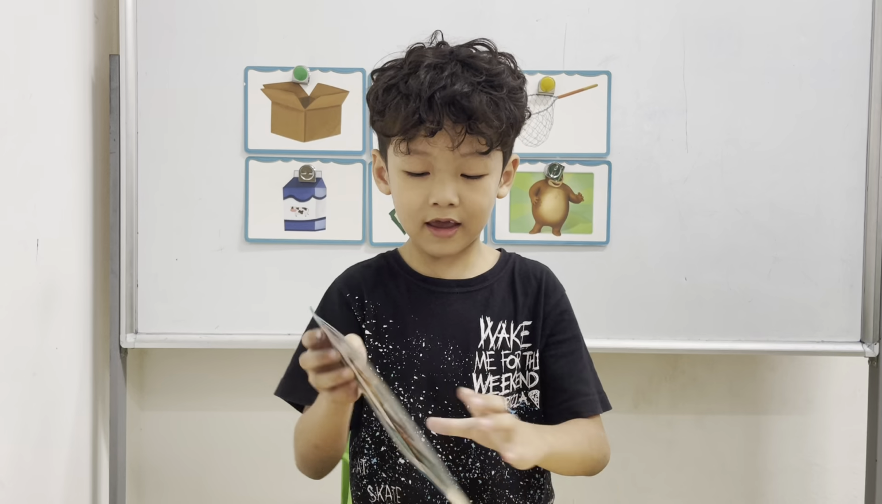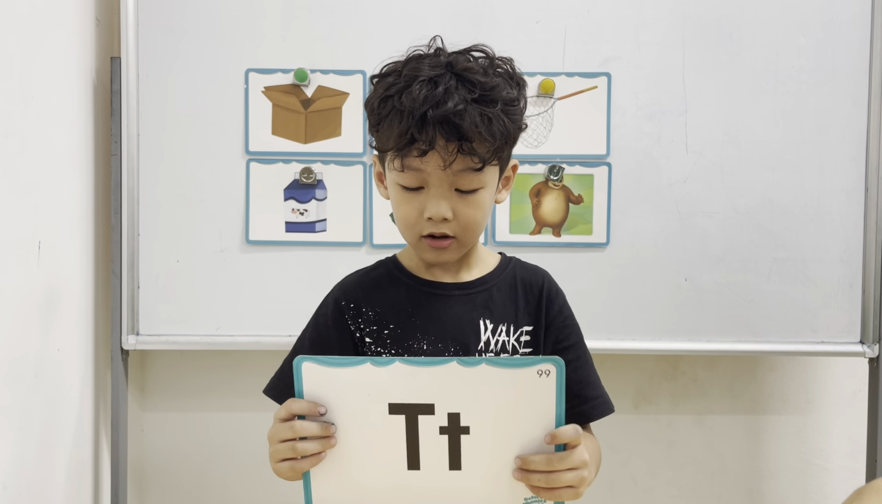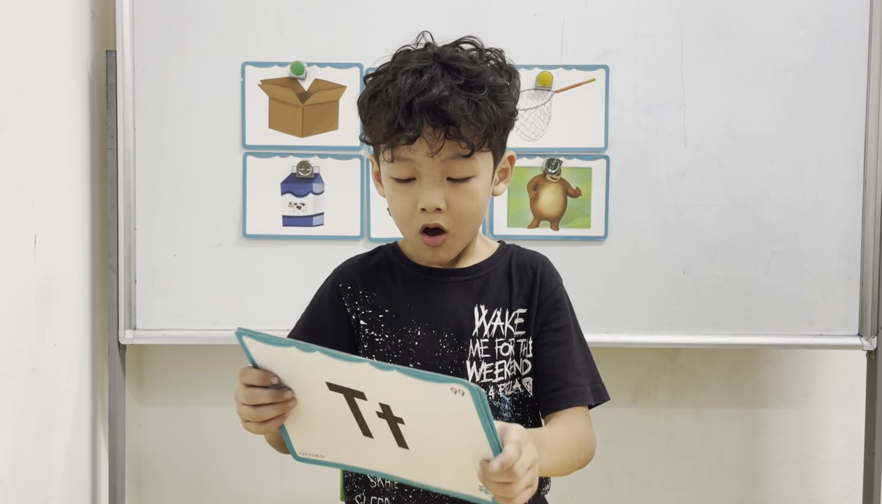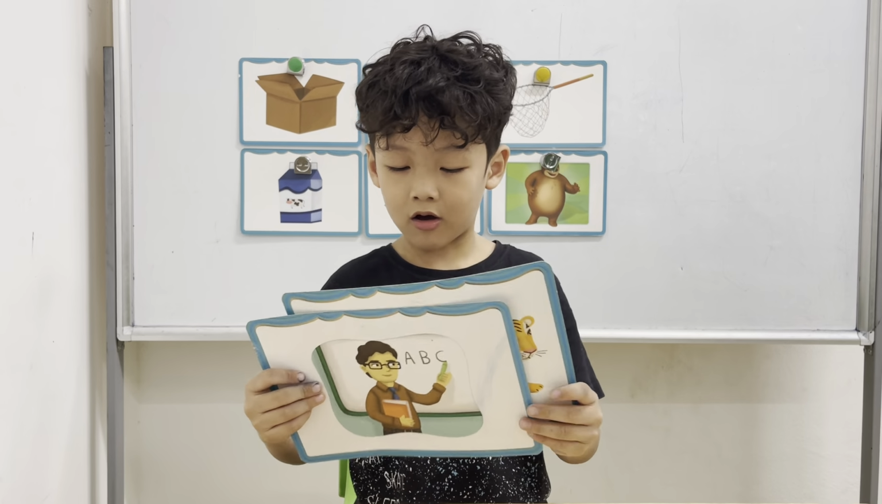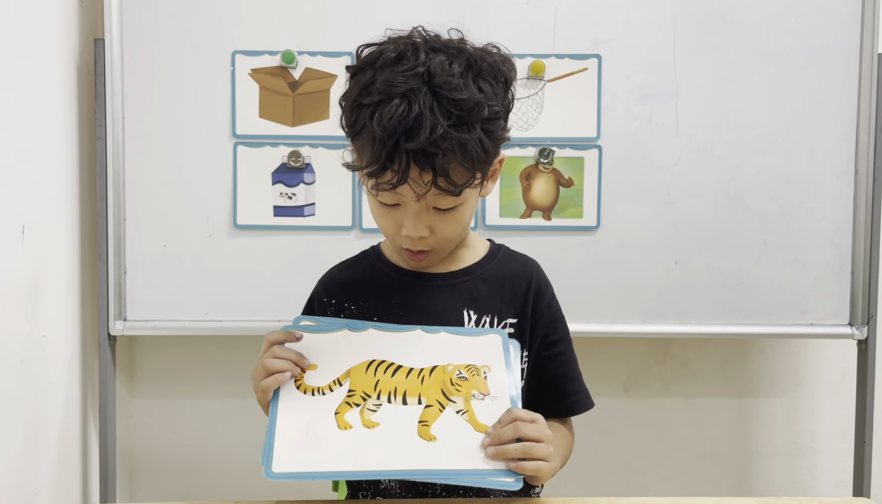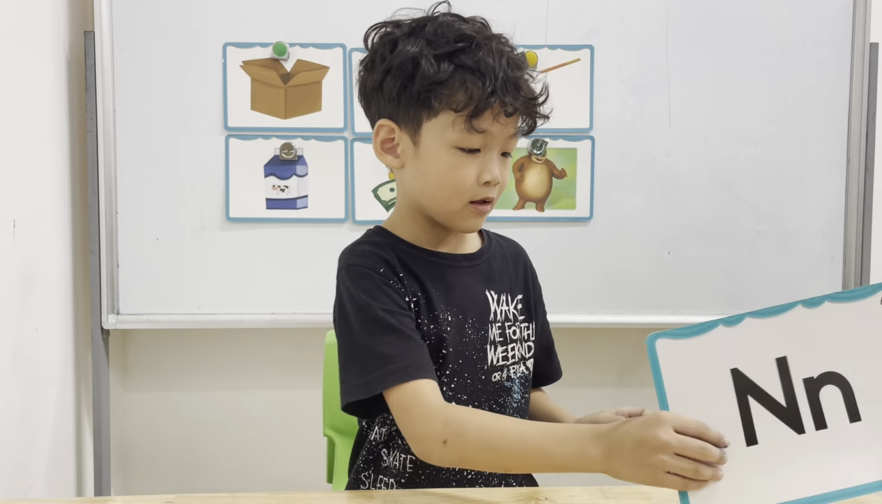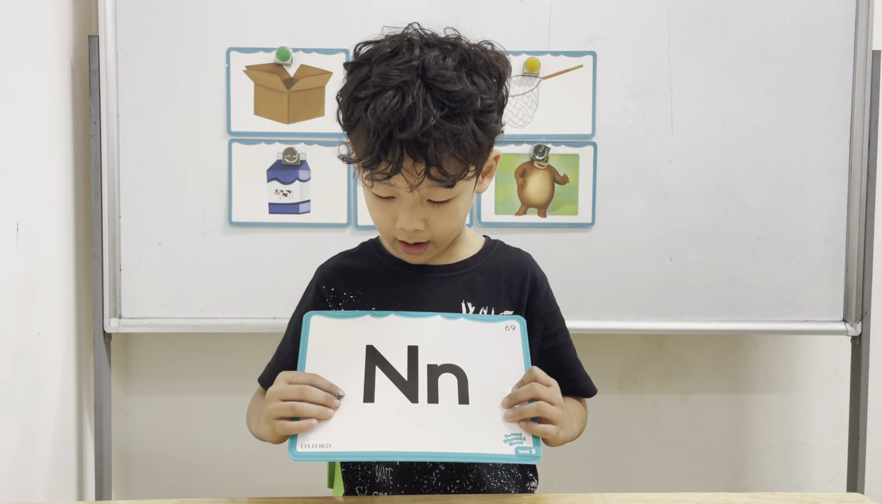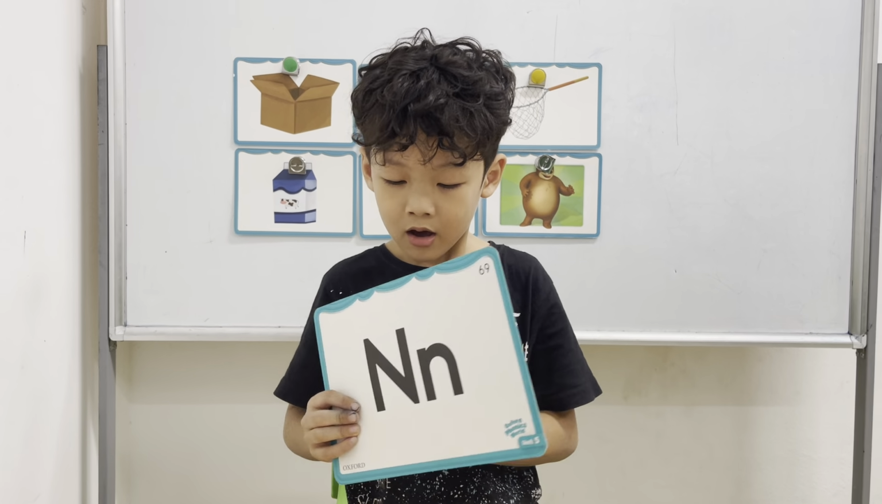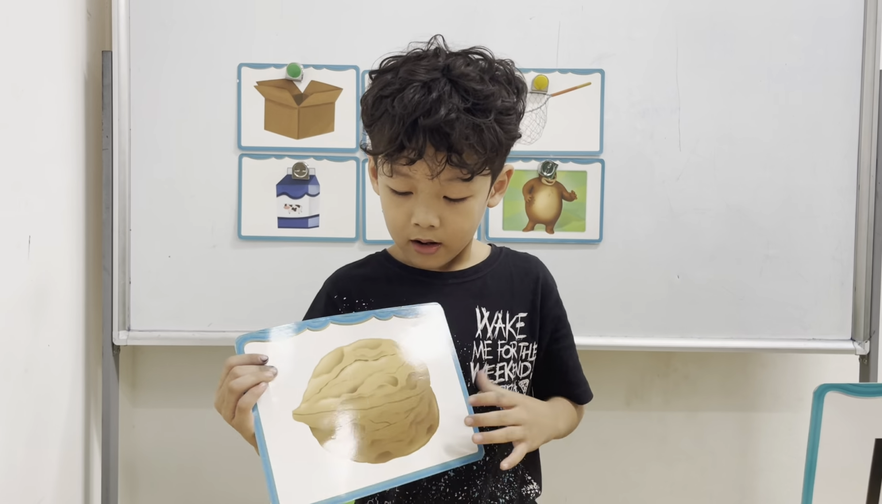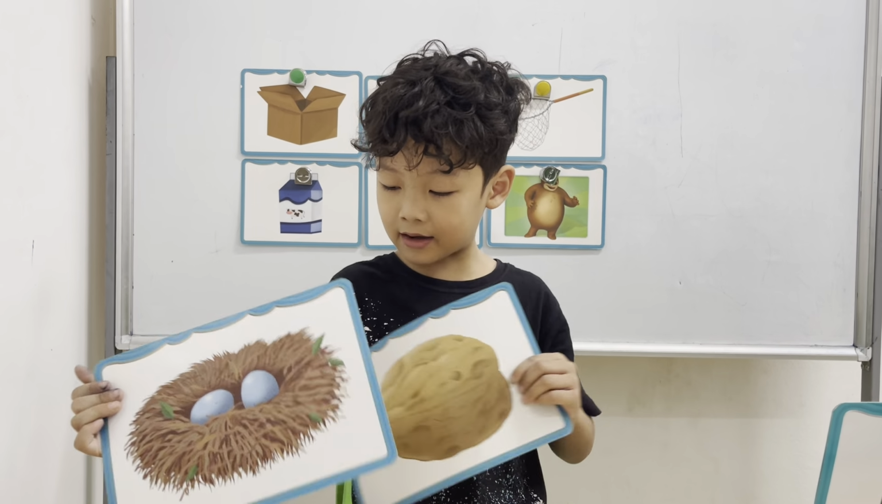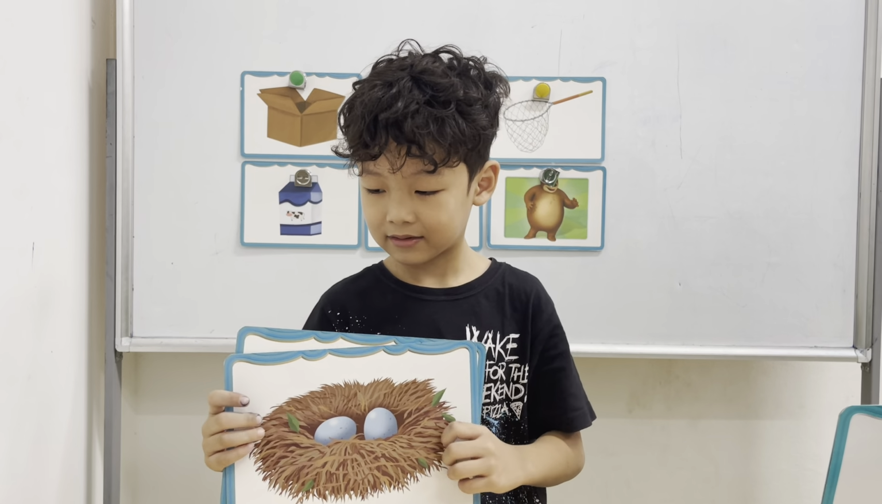Letter T sound. T is for picture. T is for tiger. Letter N sound. N is for nut. N is for nest.